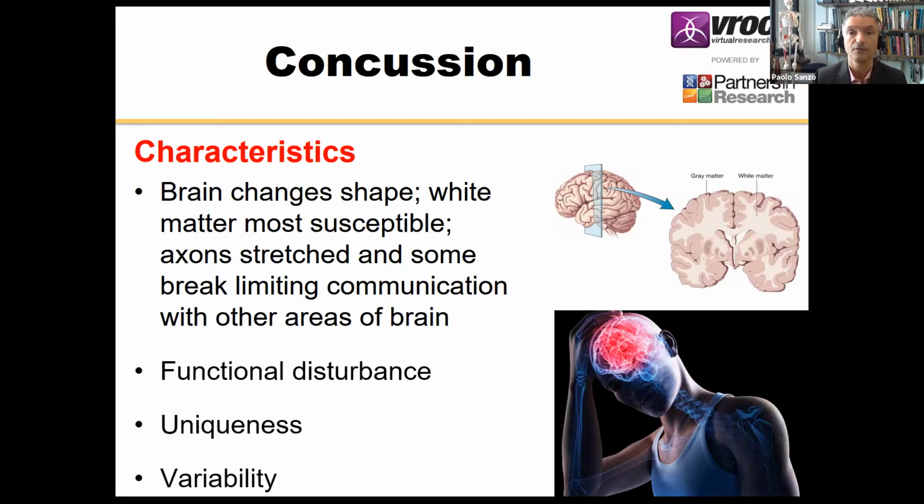It's also very unique. That is, if you had one and your friend or your classmate had exactly the same injury, they could present quite differently. So it can be very variable. And even if you've had 1 or 10 concussions, every single one of them could be very, very different.